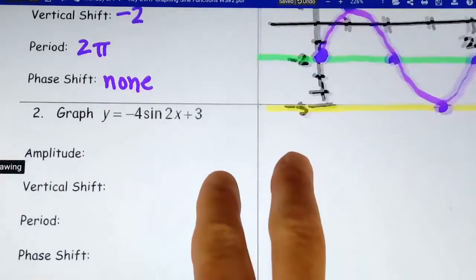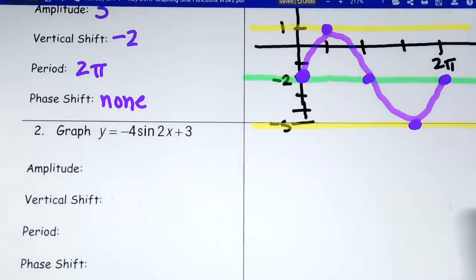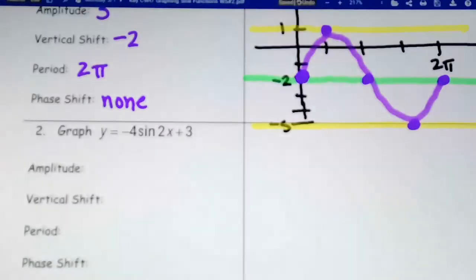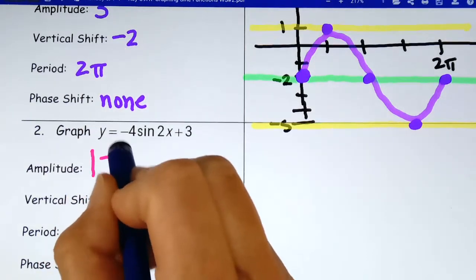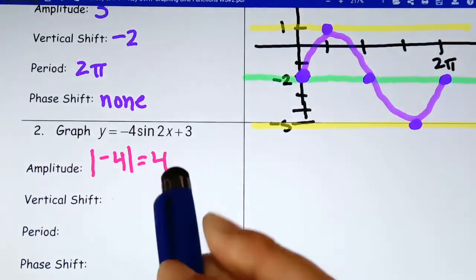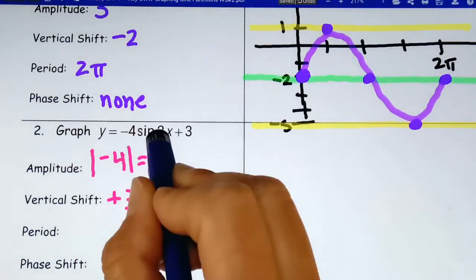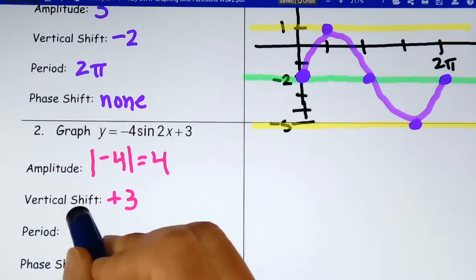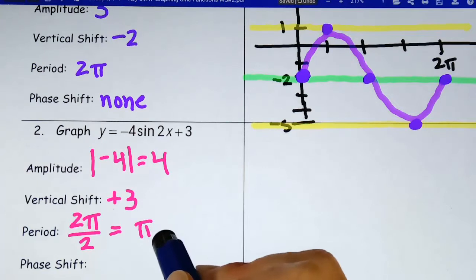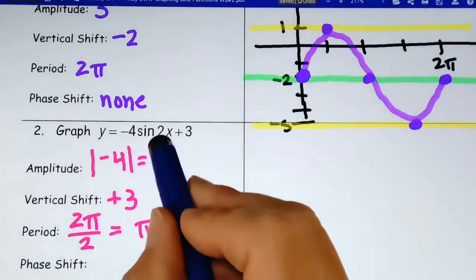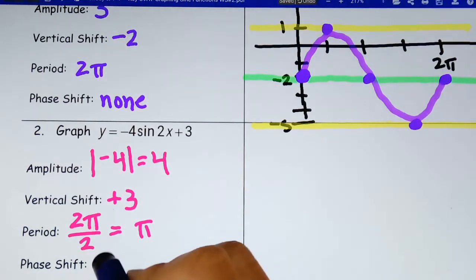So on the next one, I am going to be having an amplitude of -4. But I don't care about the sign, so I really want the absolute value of -4, which is 4. Vertical shift is +3. Period: this 2 here is my b, so I take 2 pi divided by my b, and I get pi. That's how long one period is. And my phase shift is none because nothing is happening in parentheses to my x.